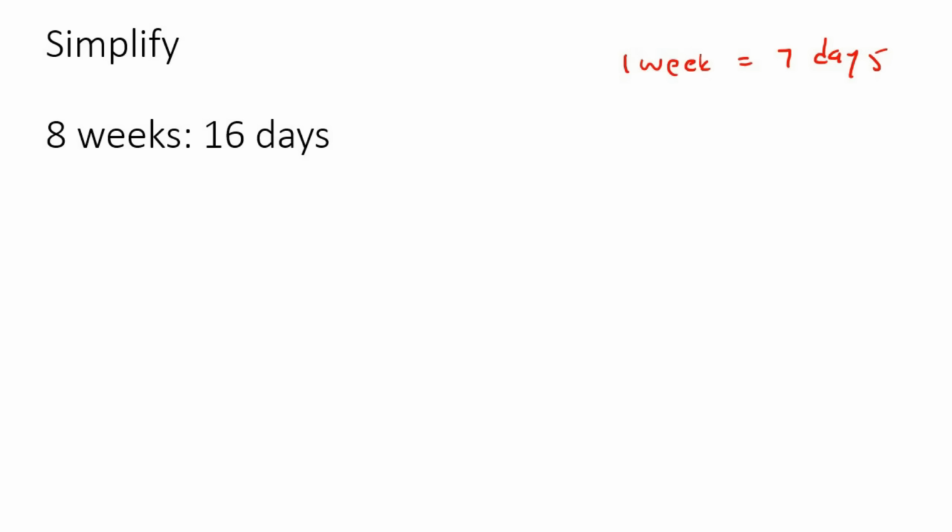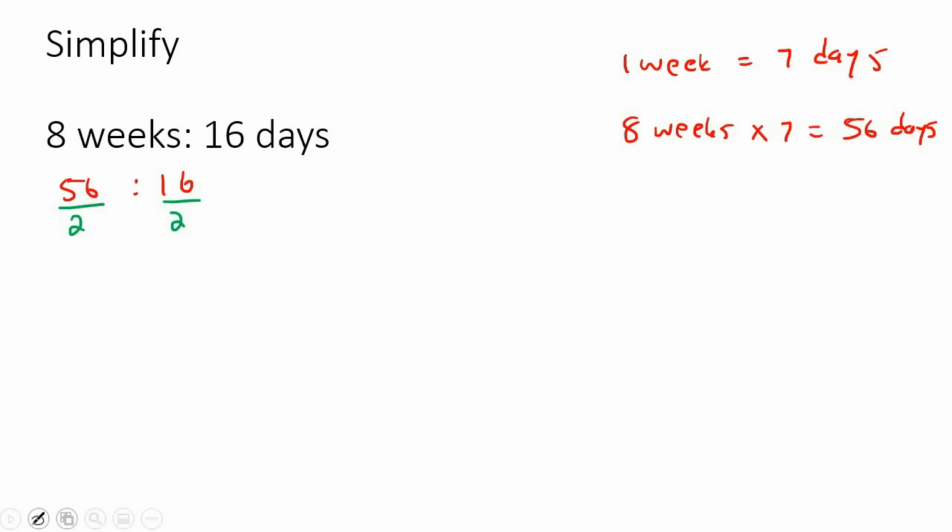So if we want to have 8 weeks, well, then you're just going to say multiply by 7, and that'll be 56 days. So we can say 56 days and 16 days. And then we can get rid of the days now, because those are exactly the same. And now we just do the same thing we've been learning about. So we could divide, the number 2 goes into both of these. You could have used a different number as well, as long as it can go into both. So that'll be 28 and 8.